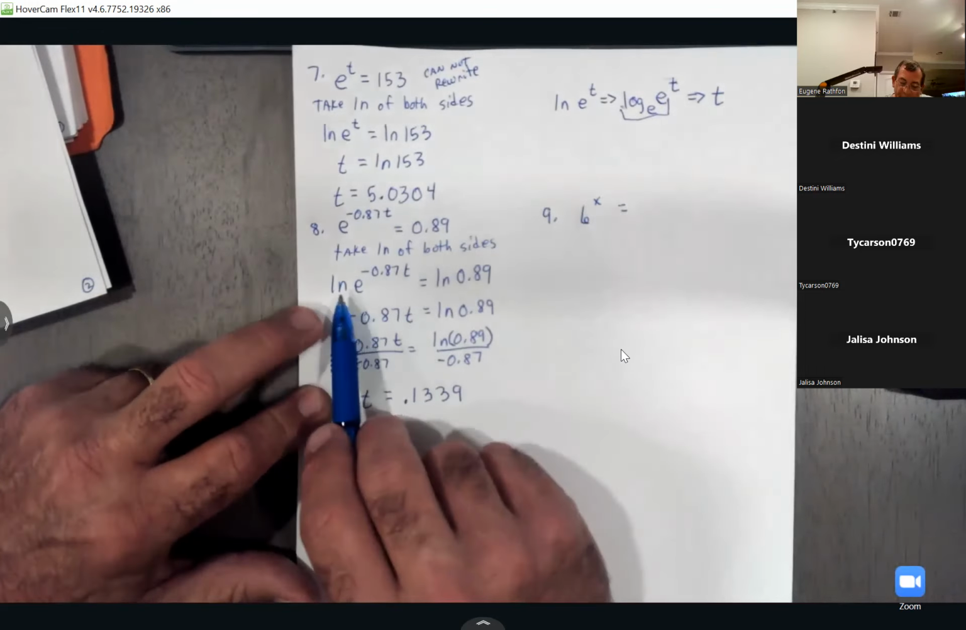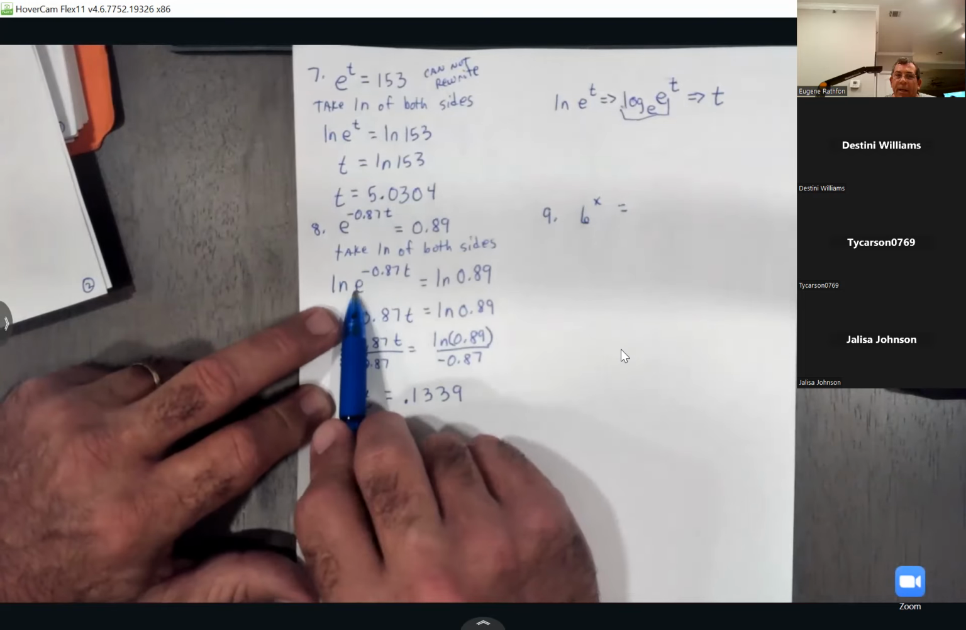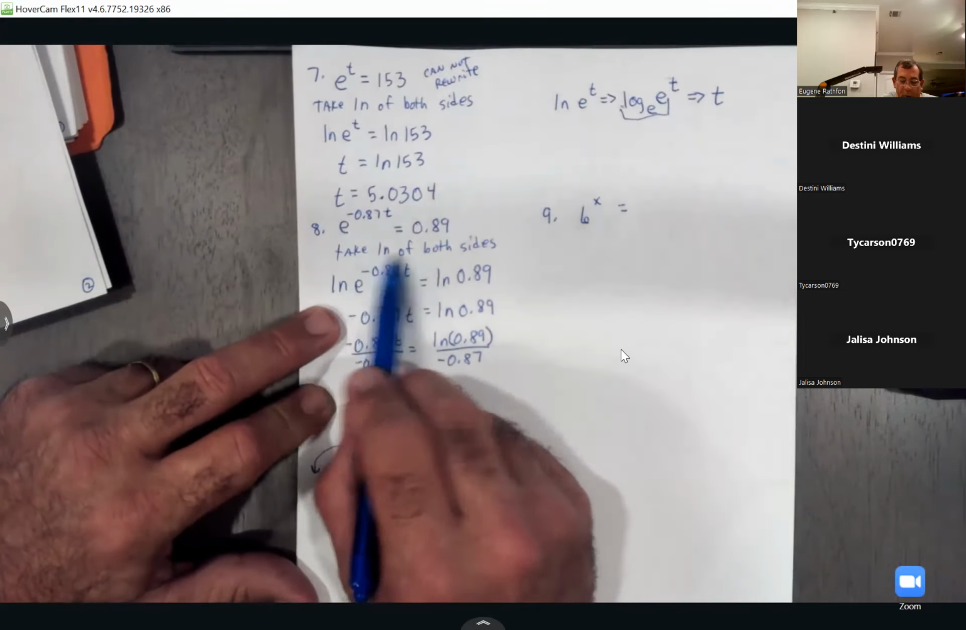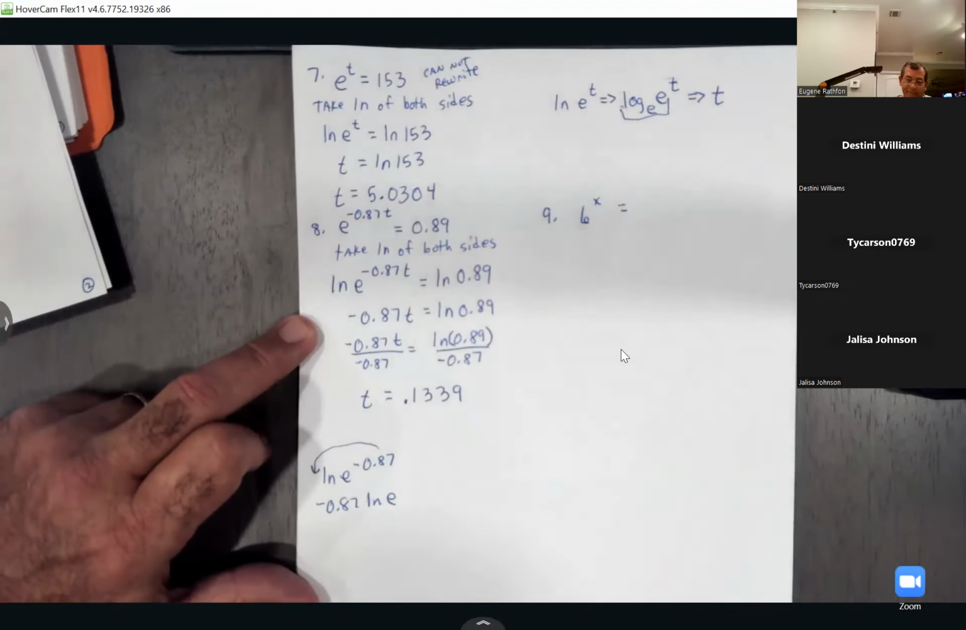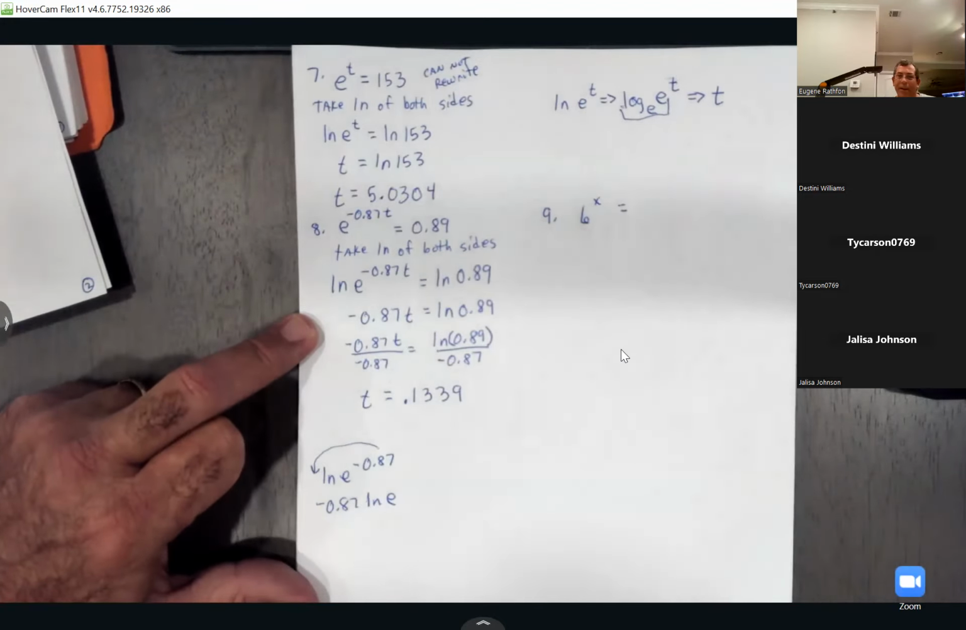So here's the thing. Anytime you take an ln of an e, that answer is only going to be whatever that exponent was, okay? Okay, I'm sorry, I missed that part. Thank you. Oh, that's good, no problem. That's how y'all learn, by asking, right?